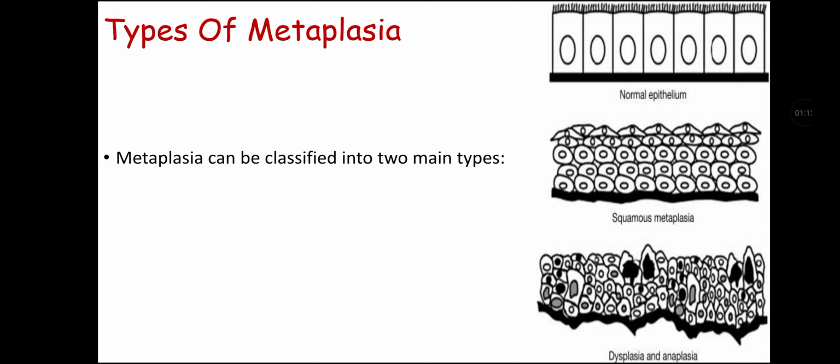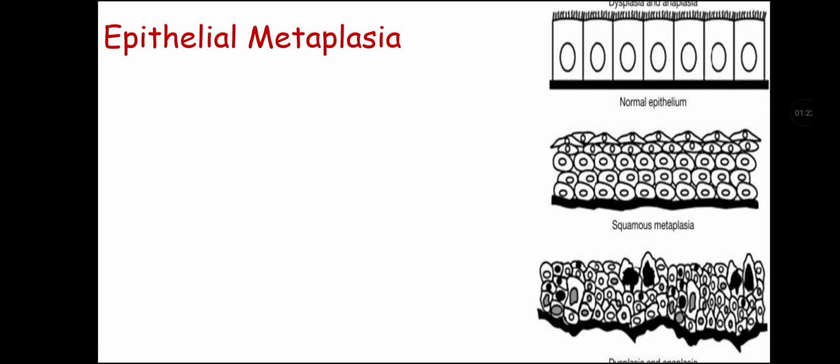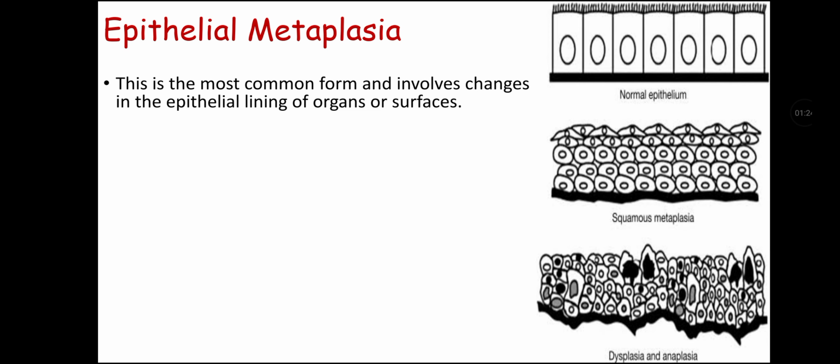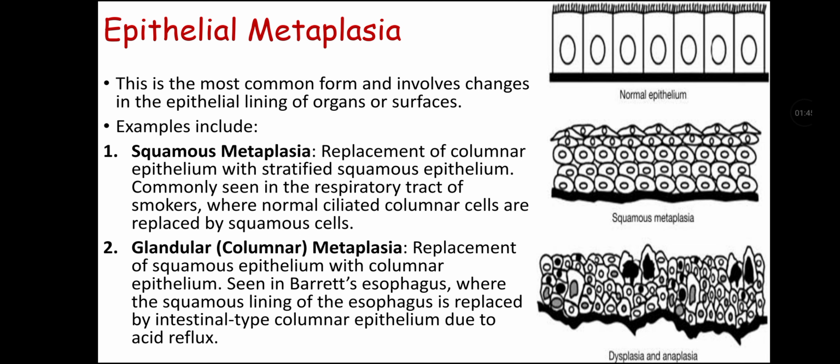Types of metaplasia. Metaplasia can be classified into two main types. First is epithelial metaplasia and second type is mesenchymal metaplasia. First type is epithelial metaplasia. This is the most common form and involves changes in the epithelial lining of organ or surfaces. Their examples include squamous metaplasia, that is replacement of columnar epithelium with stratified squamous epithelium. It is commonly seen in respiratory tract of smokers where normal ciliated columnar cells are replaced by squamous cells.